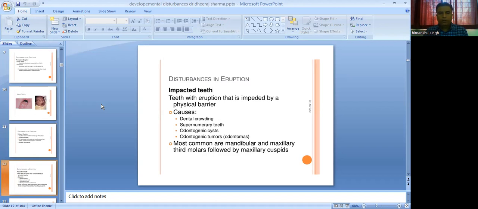Practically, the tooth eruption is impeded by a physical barrier. What are the causes? The causes include dental crowding, then supernumerary teeth coming in the pathway, and odontogenic cysts and odontogenic tumors, mostly odontomas. Most commonly affected are mandibular and maxillary premolars, which are followed by maxillary cuspids.